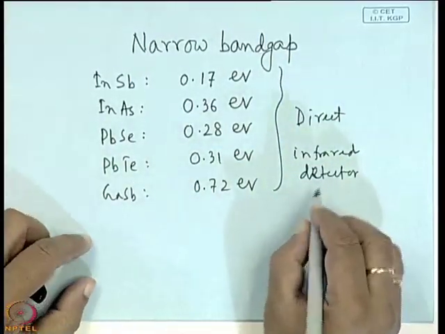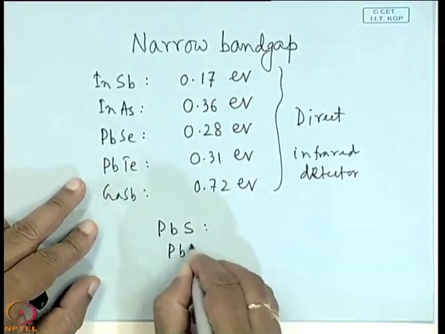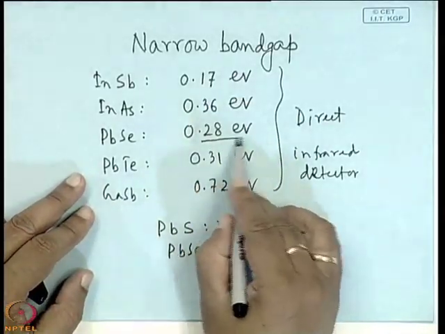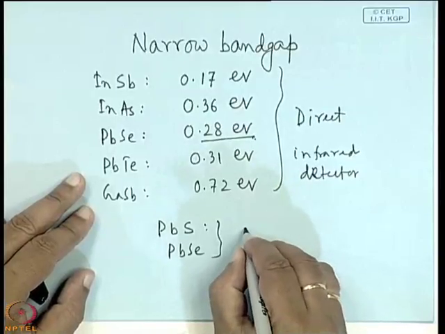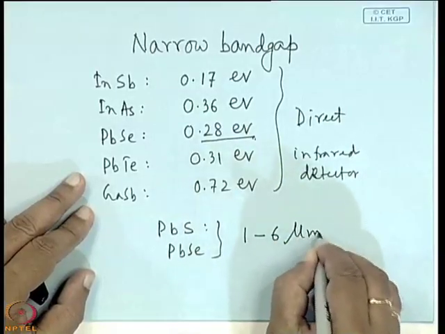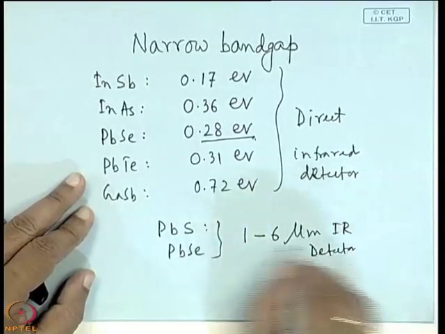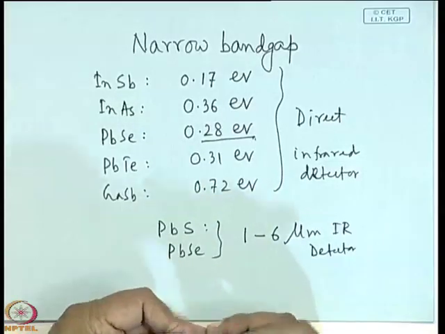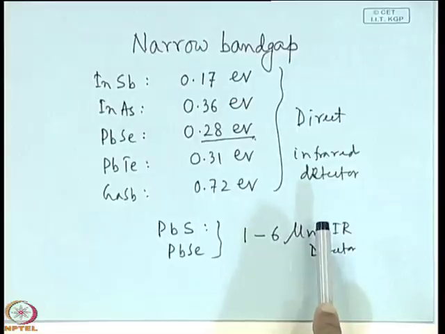And say lead sulphide and lead selenide, you see that the band gap is so small, 0.28 electron volt. You will find that it can be used for a 1 to 6 micron infrared detector, IR detector. What is 1 to 6 micron? It means it can absorb light of 1 micron to 6 micron wavelength.